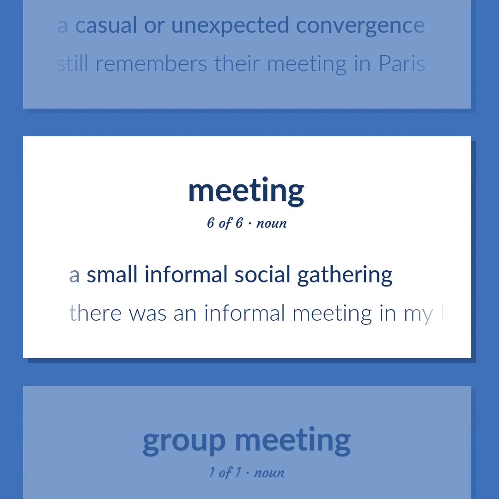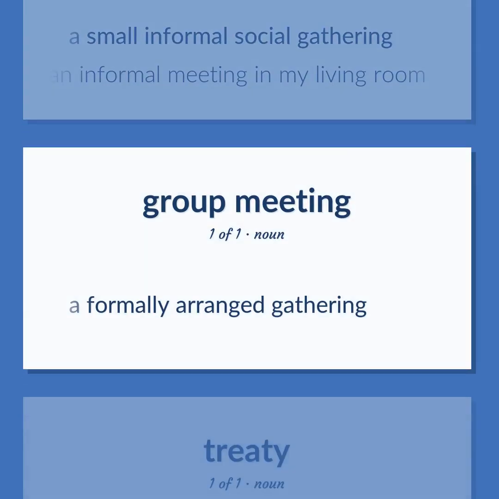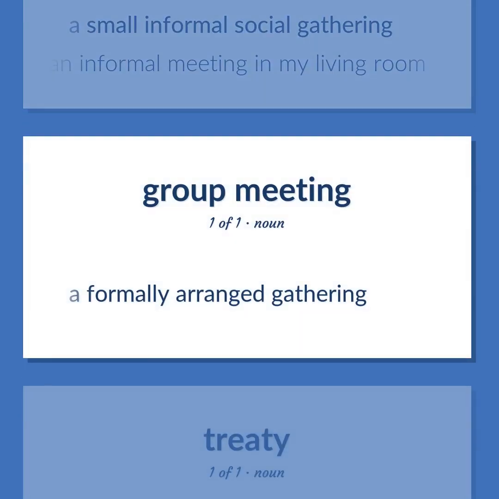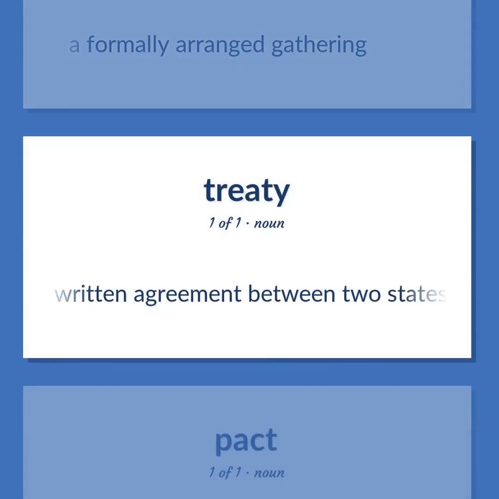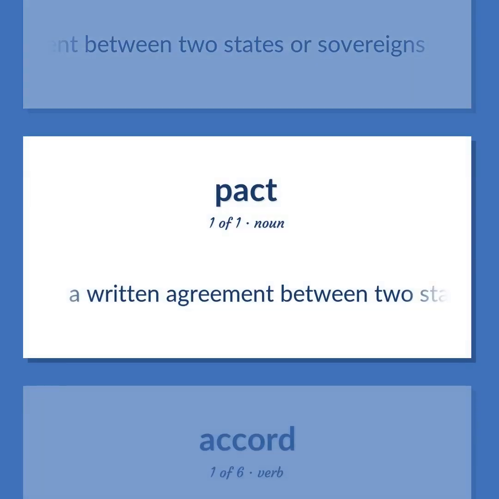A small informal social gathering. There was an informal meeting in my living room. A formally arranged gathering. A written agreement between two states or sovereigns.